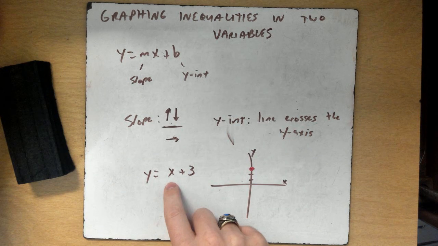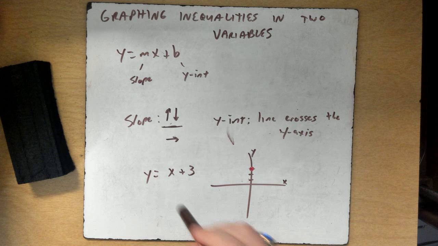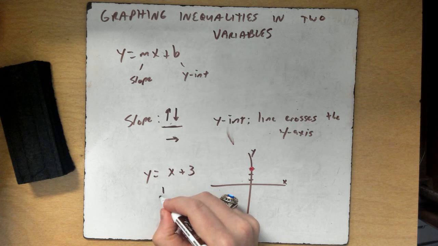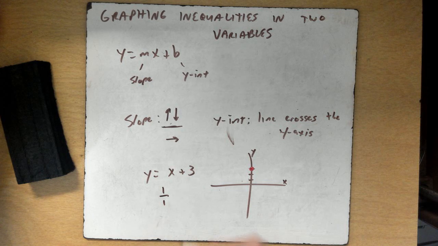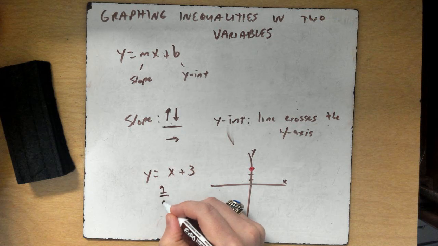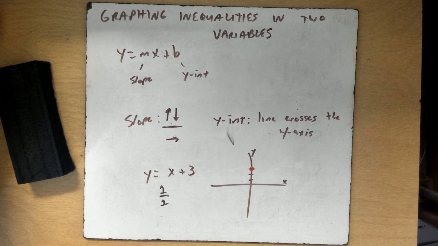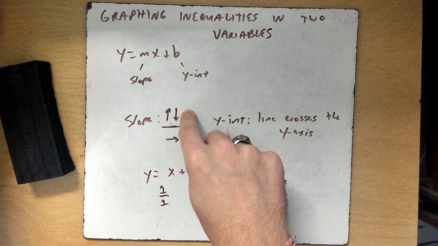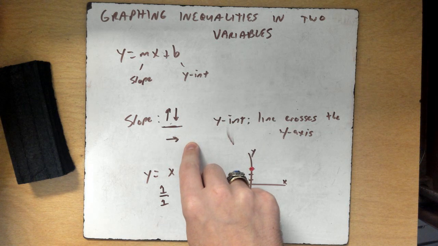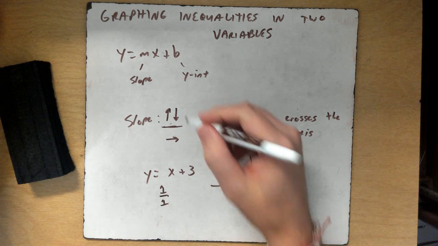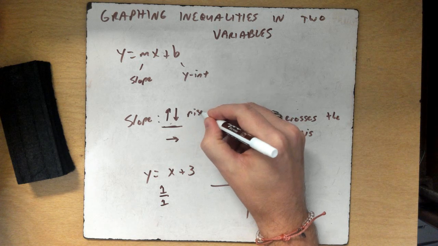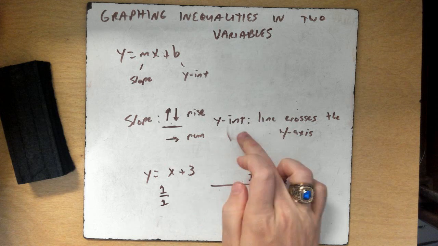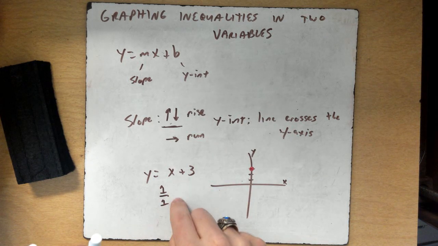Now, for the slope, in this case, if your x is by itself, always like this, the slope is always 1 over 1. Here, it's positive. Top number tells me how much up or down. Bottom number tells me how much to the right. Remember, this is our rise over run. So I have 1 over 1.